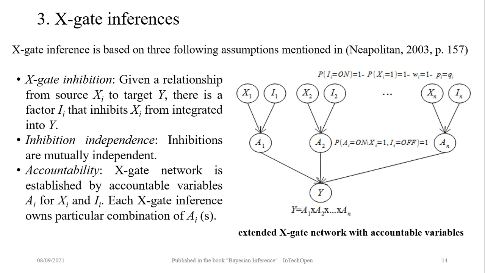SIGMA-gate inference is based on three assumptions mentioned in Nipporten 2003. The first assumption is SIGMA-gate inhibition. Given a relationship from source Si to target Y, there is a factor Ii that inhibits Si from integrating into Y. The second is the inhibition independence assumption: inhibitions are mutually independent. The third is accountability. The SIGMA-gate network is established by accountable variables Ai for Si and Ii. It escapes inference on particular combinations of Ai. The standard SIGMA-gate network with accountable variables is shown in the next figure.